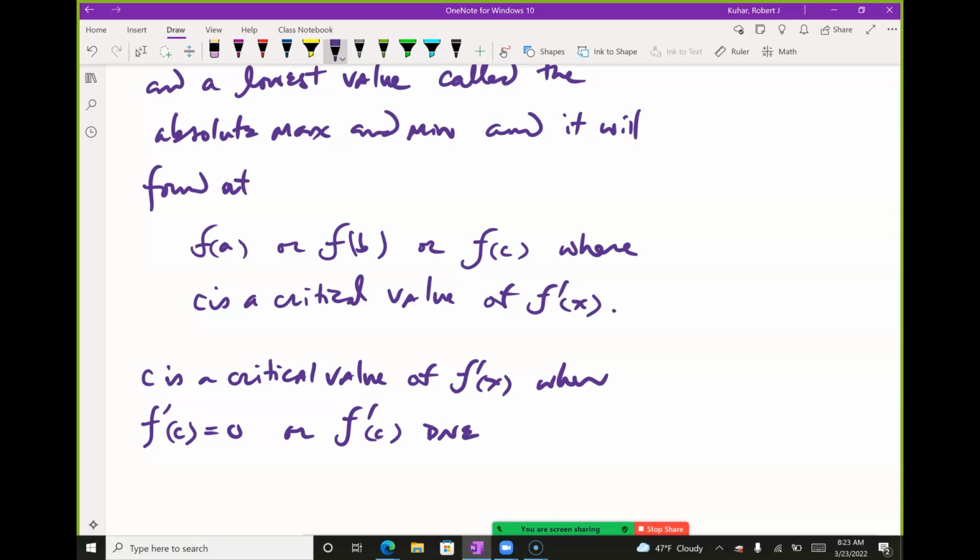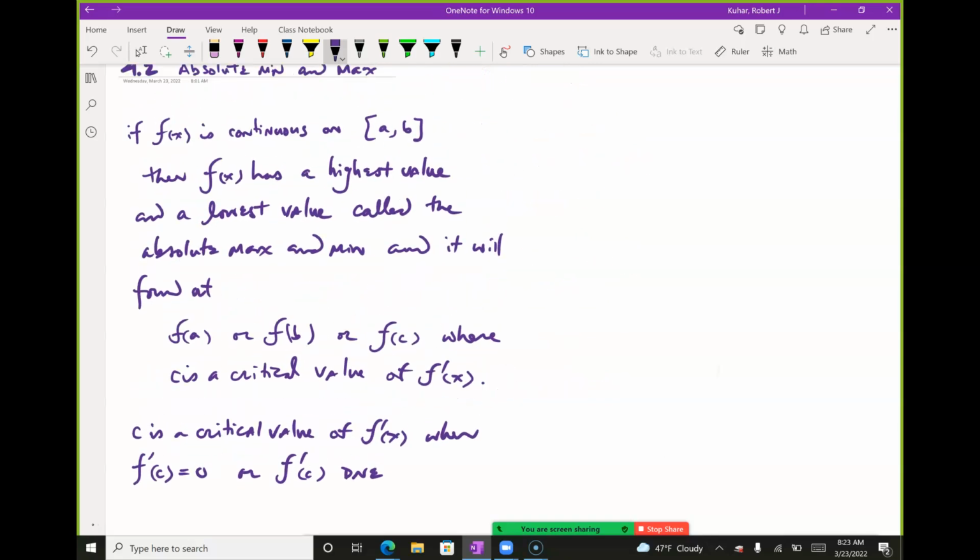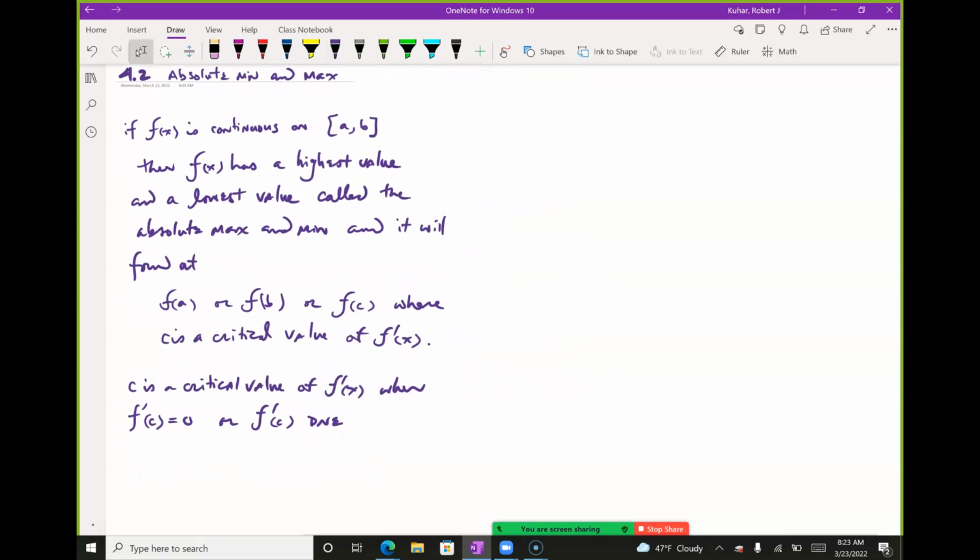No problem. So what's interesting is if I remove my restrictions of continuity or closed interval, it's easy to see that I can't get a max or a min. Okay, but let's do one where I definitely do get a max or a min, right?